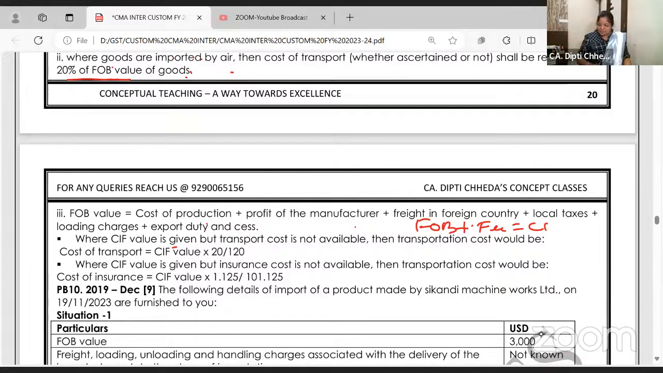FOB plus freight. One second, and the screen is not moving.